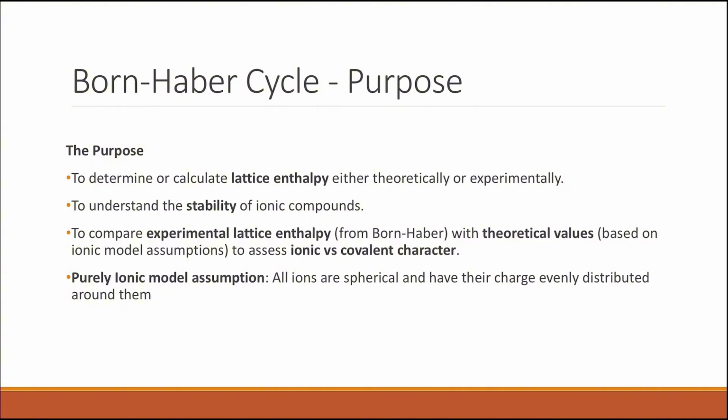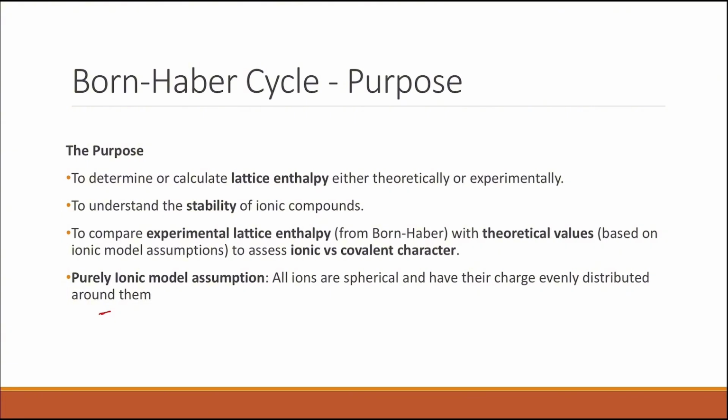We want to compare the values we are going to get from the Born-Haber cycle and the value from the data book, or the theoretical value. Theoretical values assume that all ionic compounds are pure ionic compounds. So there is something called the pure ionic model assumption. The ionic model assumes that all ions are spherical and their charge is evenly distributed around them. However, the majority of ionic compounds are not purely ionic, but they have some covalent character.